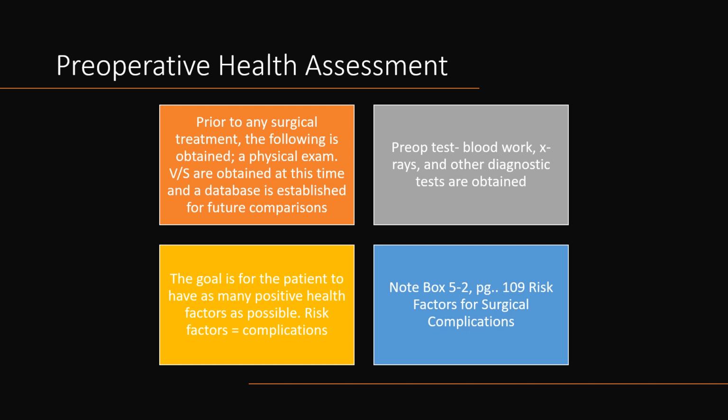Do note on page 109, there's a table or a box, 5.2. This is the risk factors that come with surgery. So you want to know that. You want to ensure that you have a baseline neurostatus. You want to assess the LOC and the ability to follow commands. You really want to assess every system thoroughly before surgery. That's because they're going to be affected by the anesthesia and surgery, and you want to have a baseline to compare it to.